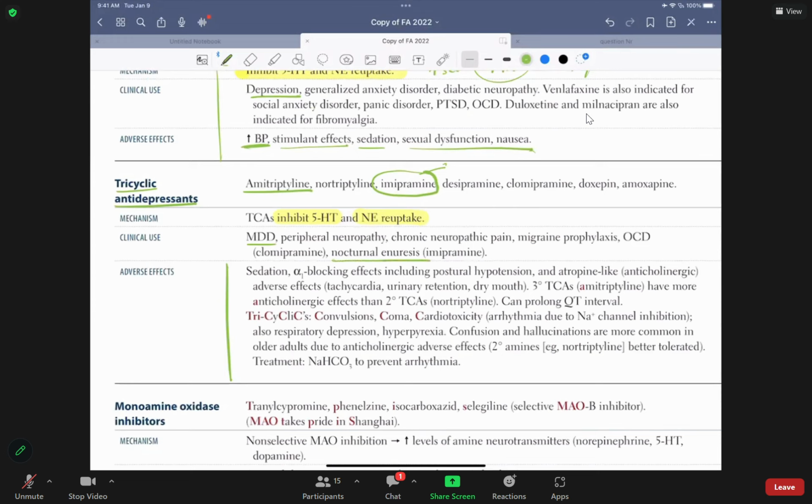And you guys had it here. You guys are too naive, didn't even look at it.